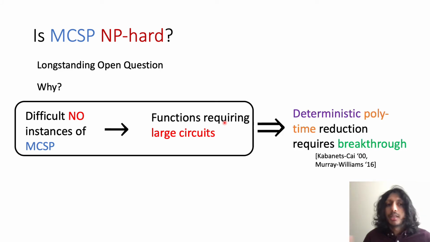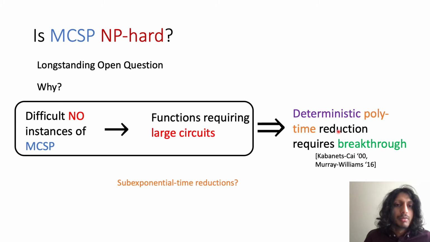Indeed, there's a way to formalize this and say that any deterministic polynomial time reduction from SAT to MCSP requires a breakthrough. And so what does this mean? Does this mean maybe we're not ready to answer this question of whether MCSP is NP-hard yet? Maybe we should come back to it when we have new techniques? I'm not so sure. In particular, something that I've been thinking about for a while now is: what about sub-exponential time reductions? Maybe polynomial time reductions require some breakthrough, but if you only want to get a sub-exponential time reduction, is there anything really stopping you?